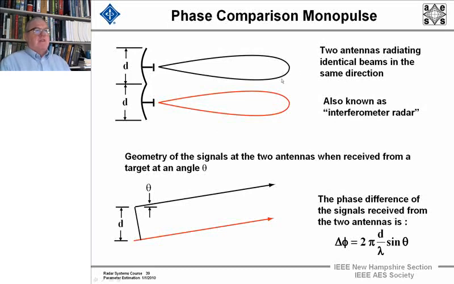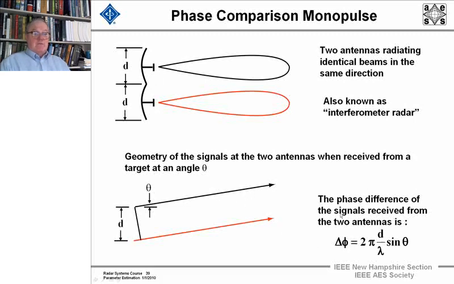is a method of finding out exactly where a target is within the beam width by having 2 separate antennas radiating in the same direction. It's also known as an interferometer radar. And what we do is, when we have a target at an angle theta off the boresight, we measure the difference in phase between the arrival at this antenna and this antenna of a target.